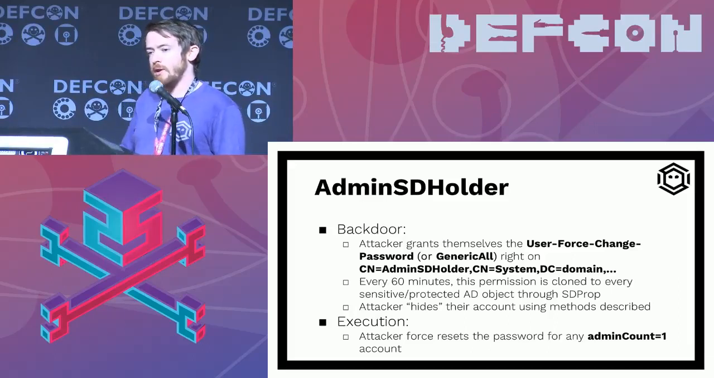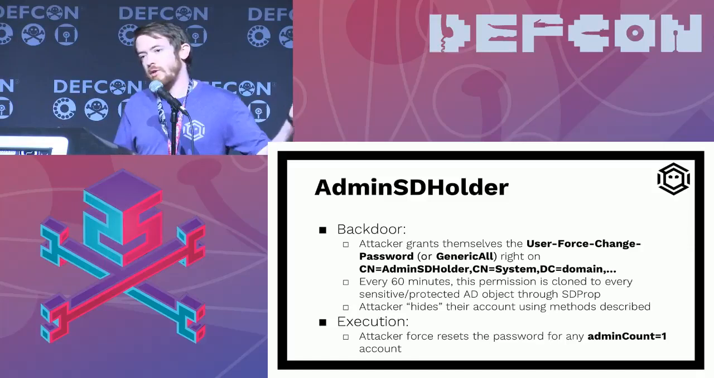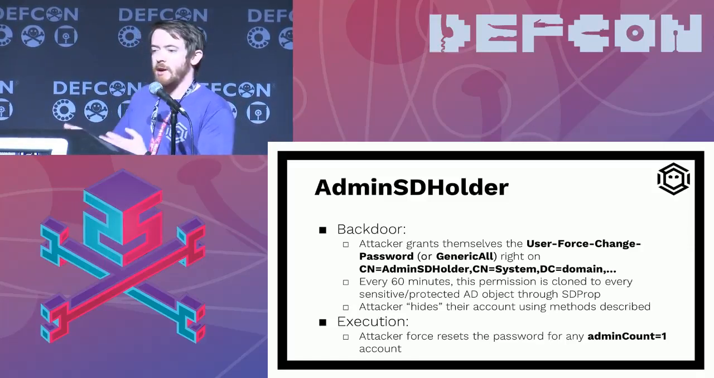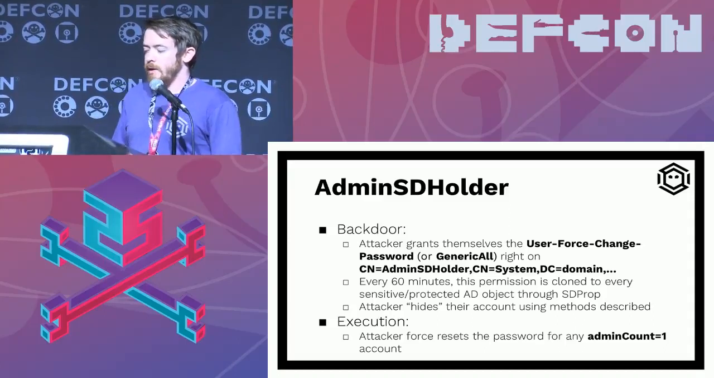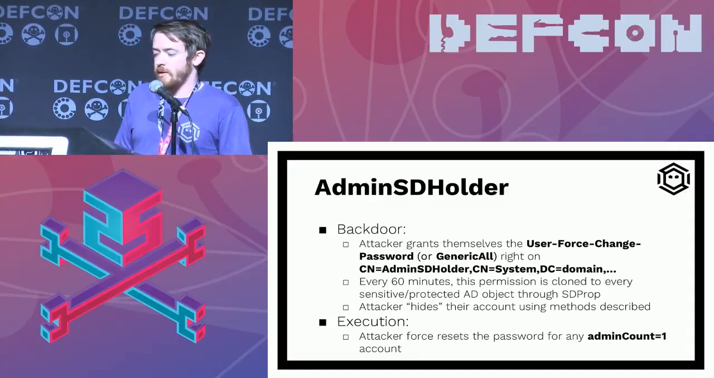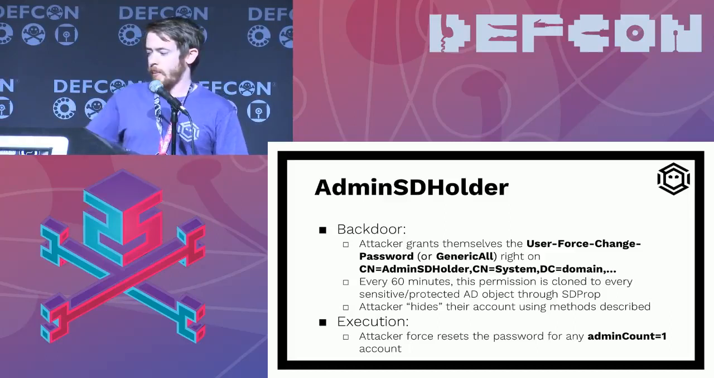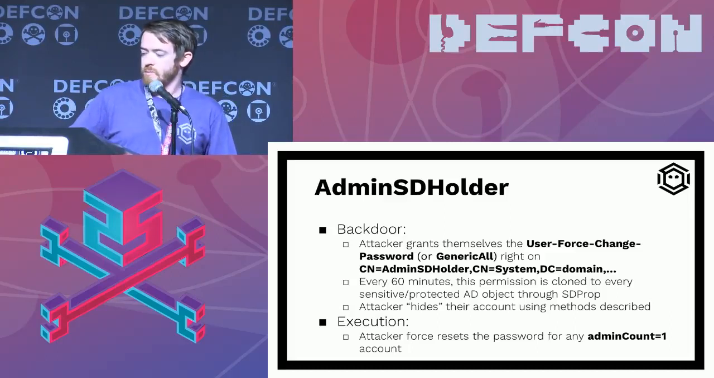Then the attacker hides their principal using the methods described. We don't want to hide the DACL here because it is going to be cloned into every Domain Admin and Enterprise Admin object, but we can complicate it and make it look like an orphaned object. Then, to execute, the attacker force resets the password for any account that has adminCount equals 1, any privileged account. And we have a demo for this too.